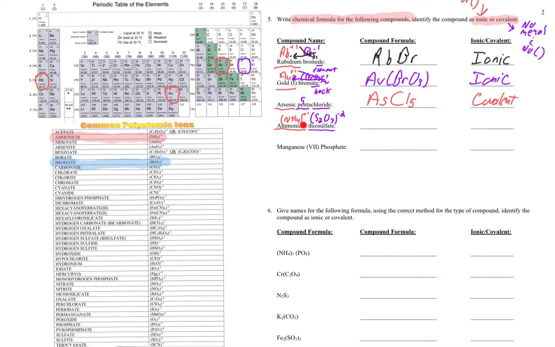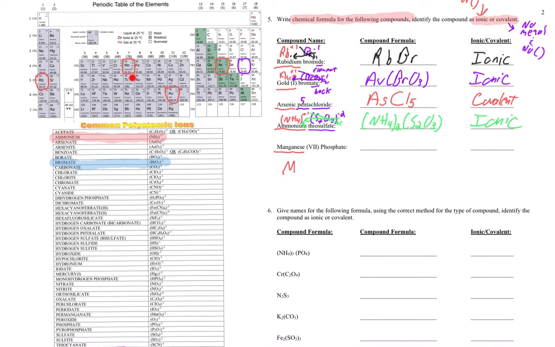Crisscross the numbers from the charges. The 1 is going to come down to thiosulfate. The 2 comes down to ammonium. So I get NH4 in parentheses with a 2, meaning I have 2 NH4s, and there's only 1 S2O3. There's a lot of parentheses, so even though there are no metals, we do have the parentheses, so it's ionic. Finally, we have manganese 7 phosphate.